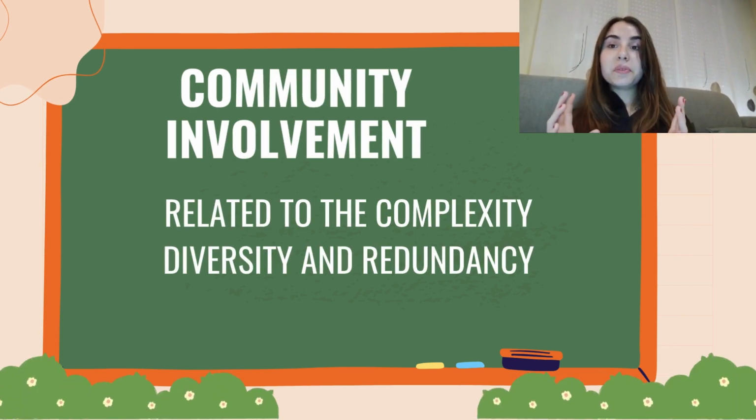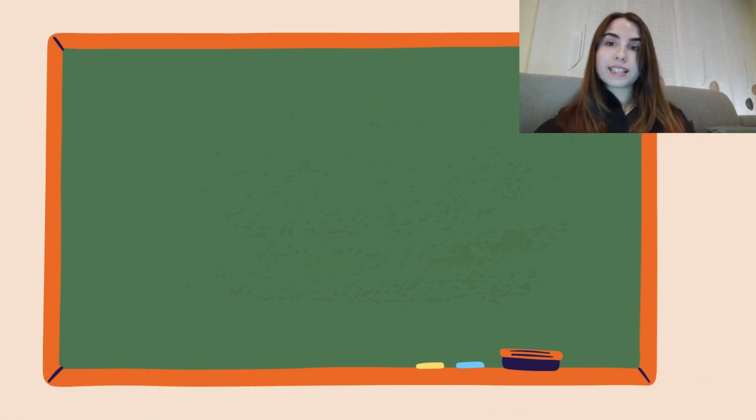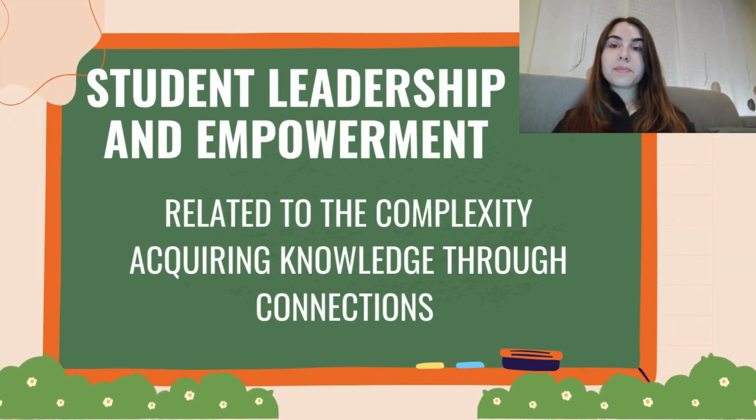We establish relationships with local businesses and authorities to establish a network of support and reinforce values of coexistence, stressing the importance of establishing external connections. Engaging the community is a step closer to making diversity more normal because of the complexity of diversity and redundancy. Student leadership and empowerment is the fifth and last one.